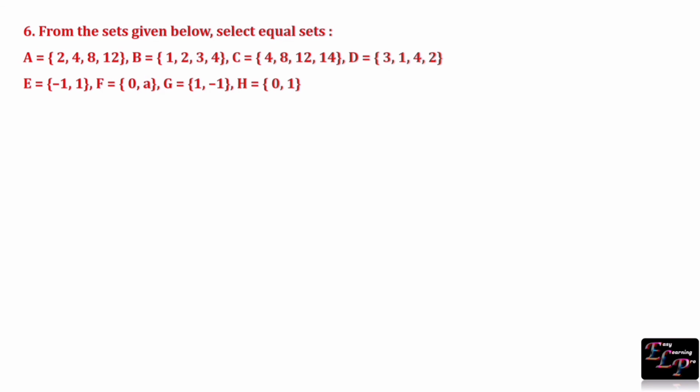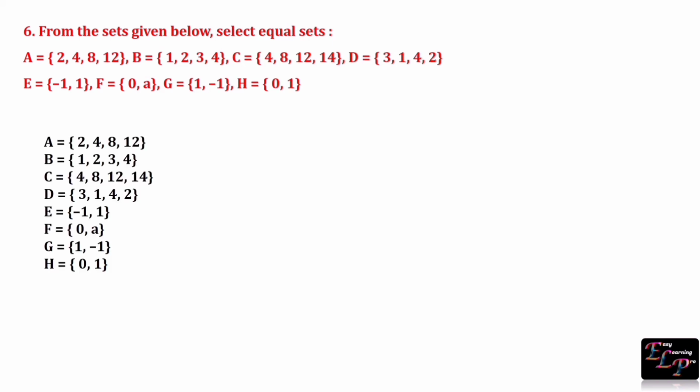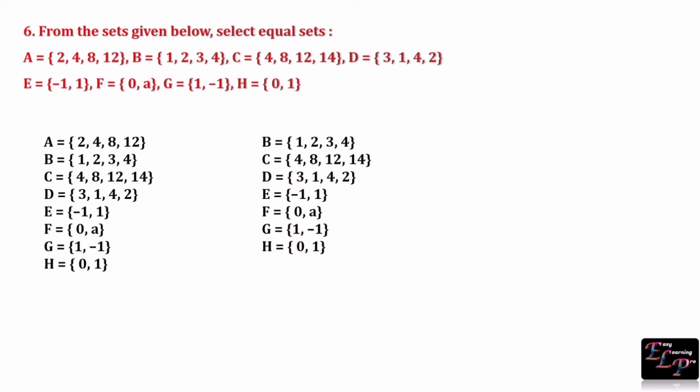Next question. From the sets given below, select equal sets. Here we have to compare all the sets with each and every set. First let us compare set A with the remaining sets. If we compare set A and B, the elements are different, so A and B are not equal. Next, A and C not equal, A and D not equal, A and E not equal, A and F not equal, A and G not equal, and A and H is also not equal. So set A is not equal to any other set.